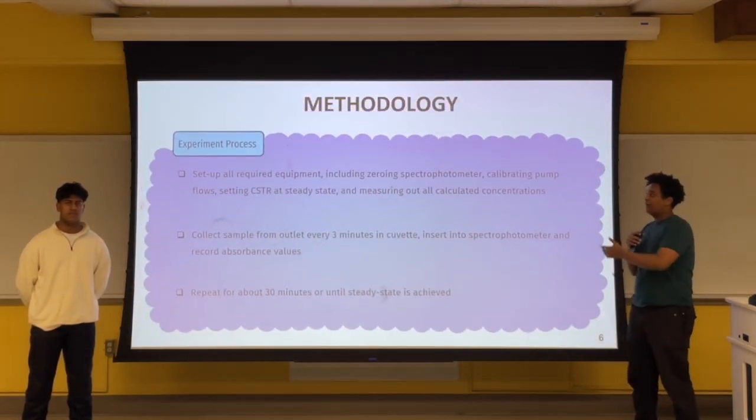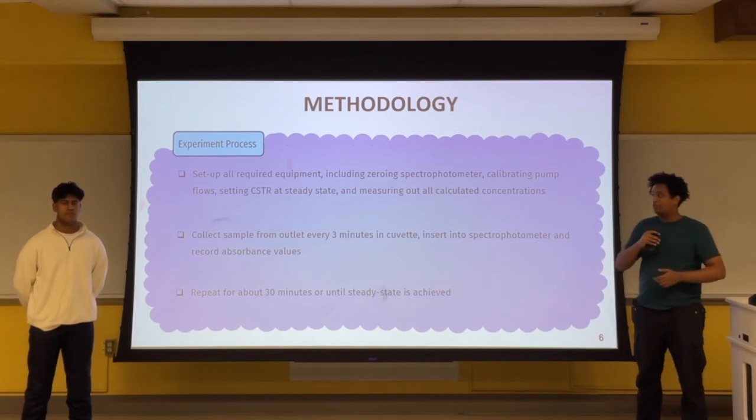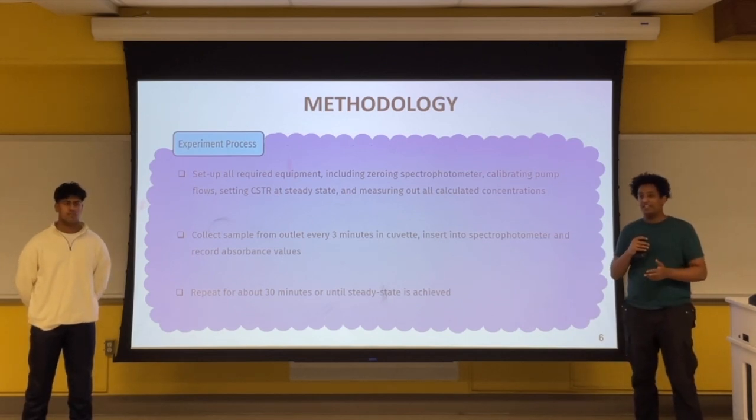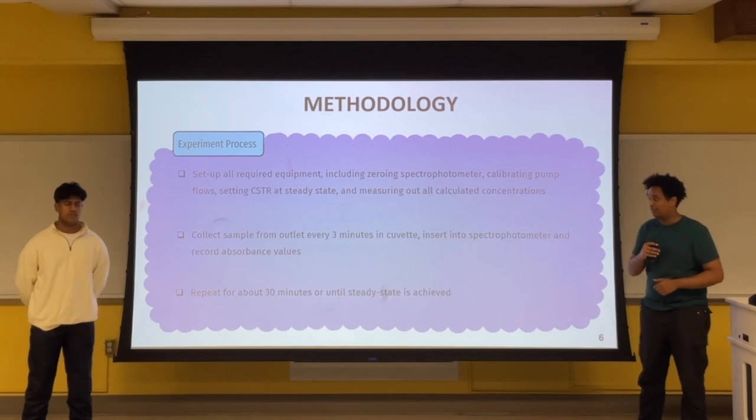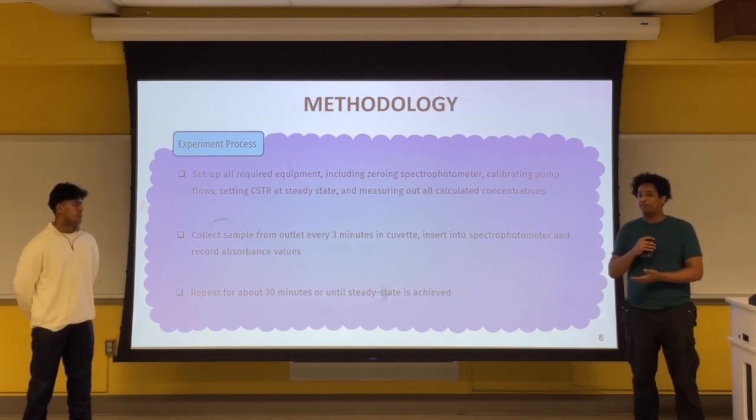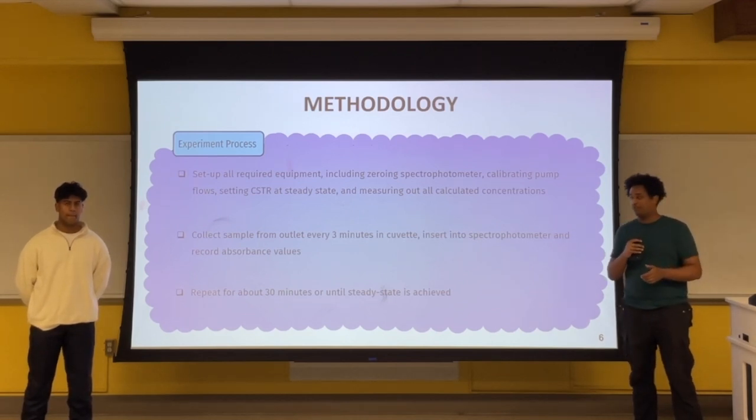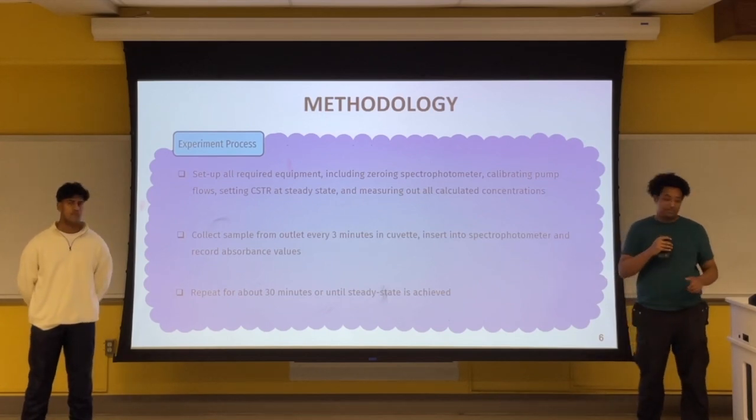As for our experimental process, the steps followed are shown here. First, we had to set up all required equipment, including zeroing the spectrophotometer, calibrating pump flows, setting the CSTR to steady state, and measuring out all calculated concentrations. Next, we collected samples from the outlet every 3 minutes in the cuvette and inserted into the spectrophotometer, recording all absorbance values. We repeated this for about 30 minutes or until steady state was achieved.